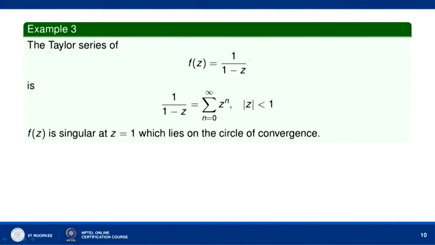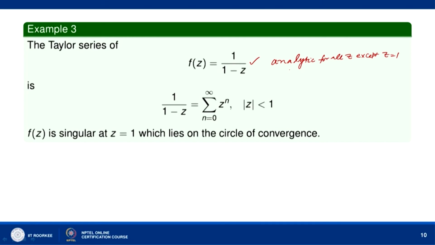Okay, now, let us consider the function f(z) = 1 over 1 minus z. Here, 1 over 1 minus z, we can see this function is analytic for all z except z = 1. Let us find its Taylor series expansion about z = 0.